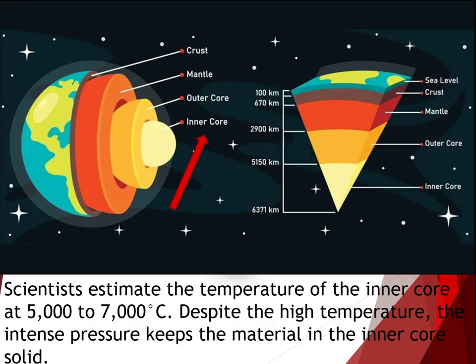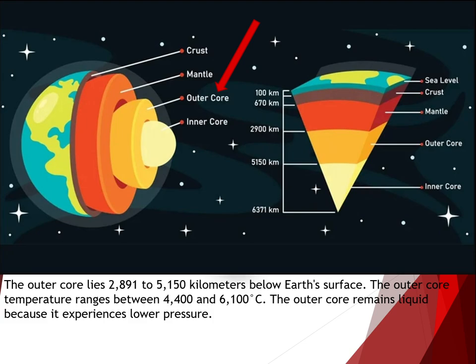However, the inner core experiences intense pressure in excess of 1,400,000 gigabars, or 1.4 times 10 to the 14th bars, greater than the pressure at sea level. Despite its high temperature, the intense pressure keeps the material in the inner core solid.